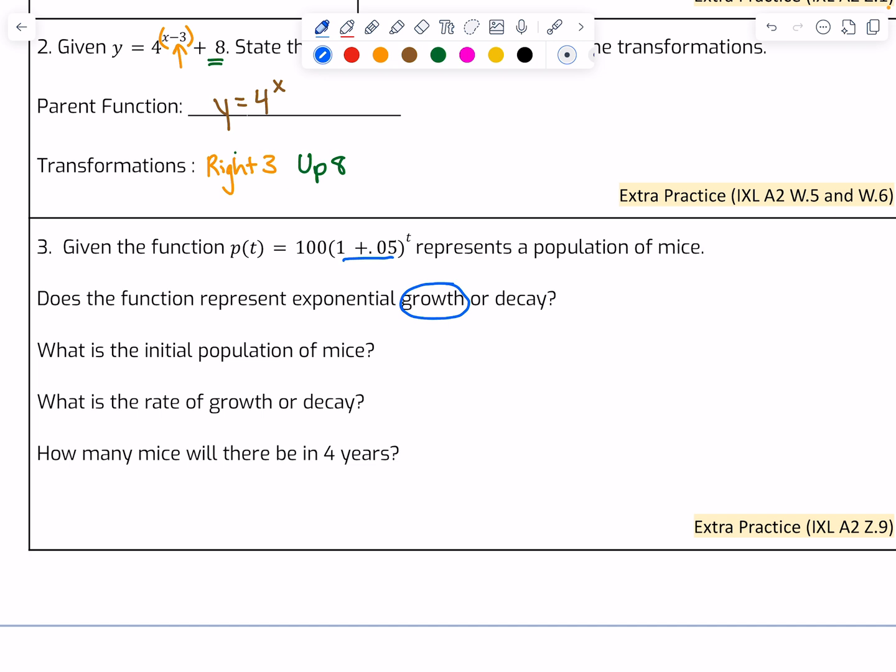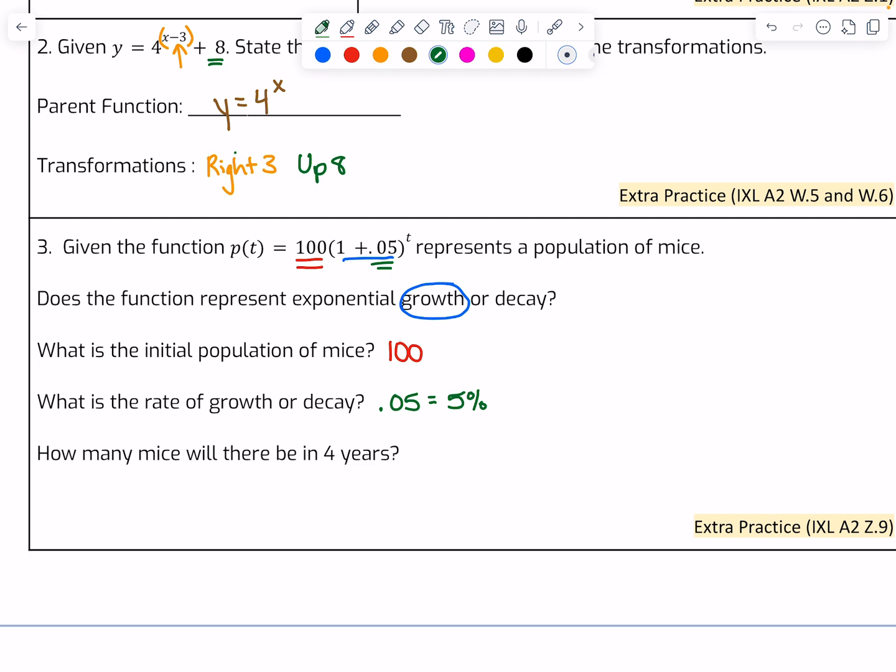What is the initial population of the mice? So that is the p-value of 100 that sits in front of the parentheses. What is the rate of growth or decay? That goes with the amount that we added to the 1, which is the 0.05, which is 5%. They will usually write that number as a percentage, so try to do the same thing while you're practicing these.